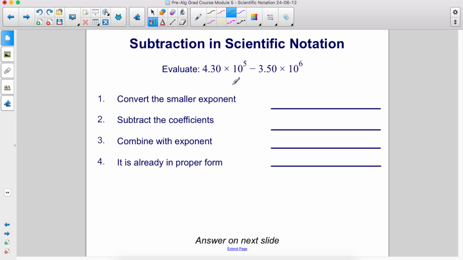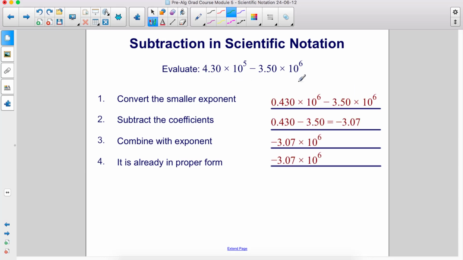Evaluate 4.3 times 10 to the fifth minus 3.5 times 10 to the sixth. The result here is going to be a negative number since this is a larger number than this one. So we're taking a smaller number and subtracting a larger number. All right, so first we're going to convert this number to have a larger exponent. So in order to increase that exponent to 10 to the 6th, we need to move the decimal 1 over to the left. All right, then we subtract the coefficients and then tack on that times 10 to the 6th on the end, and we're done.